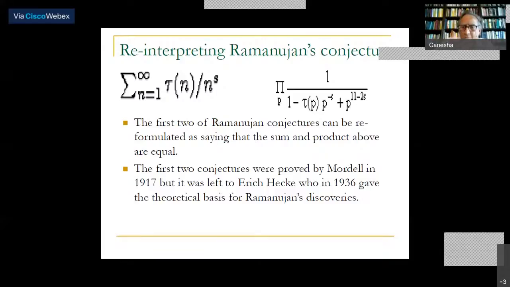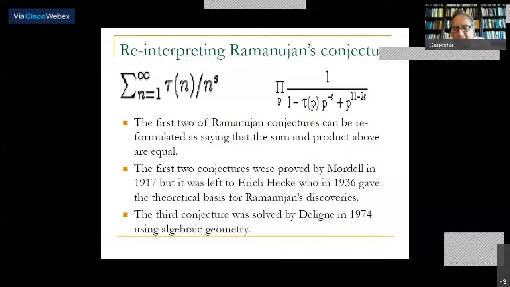beyond just proving things. And the third conjecture was a big tour de force solved by Deligne in 1974 using very powerful algebraic geometry. So you can see Ramanujan's conjectures, formulated as early as 1916, more or less transformed much of mathematics in a very positive direction. And even now, we are still continuing the research program initiated by Ramanujan.